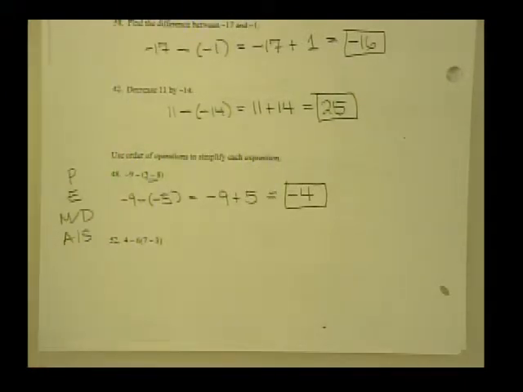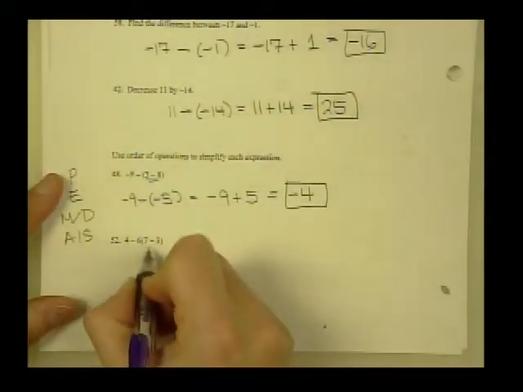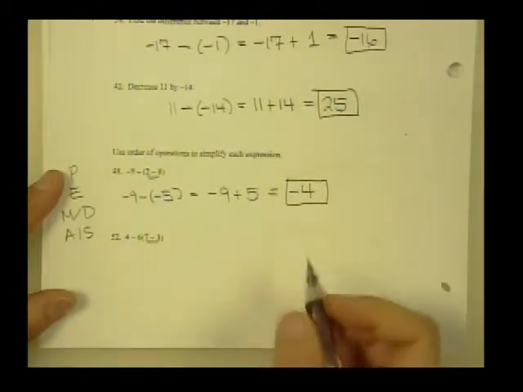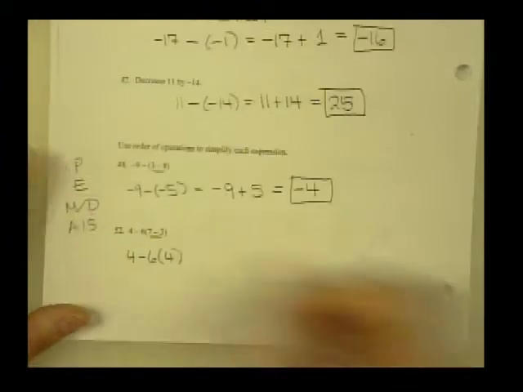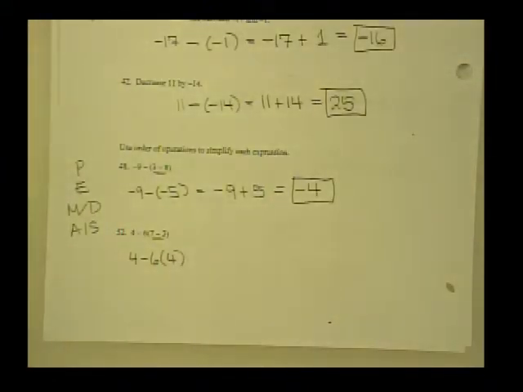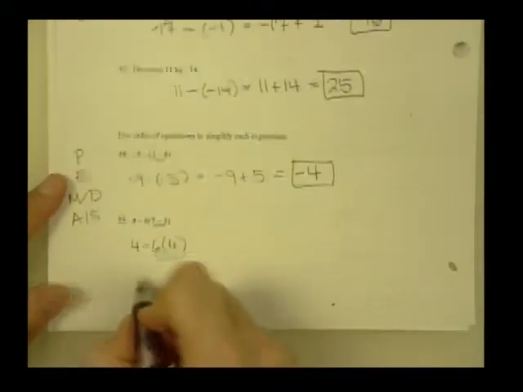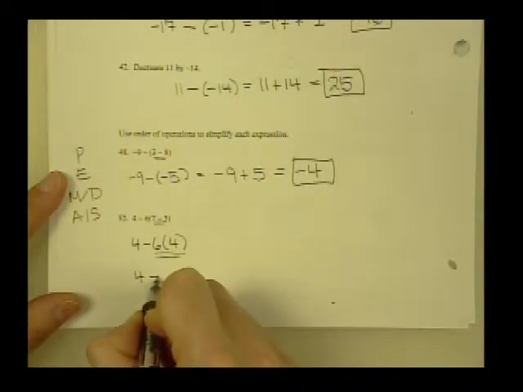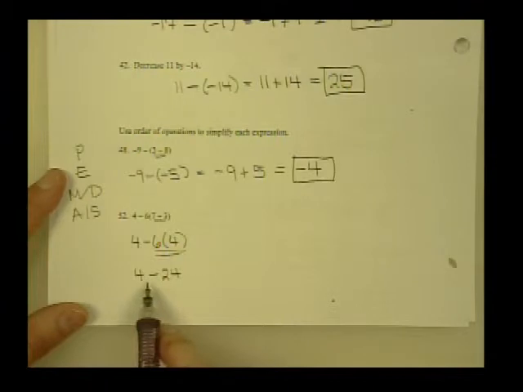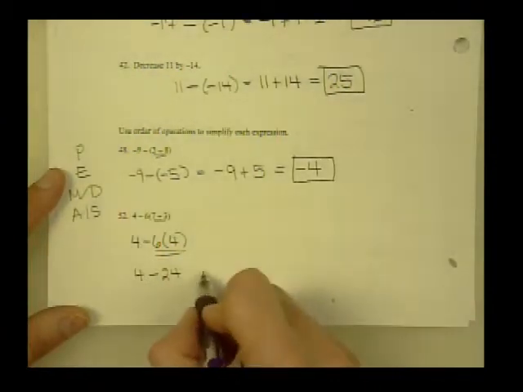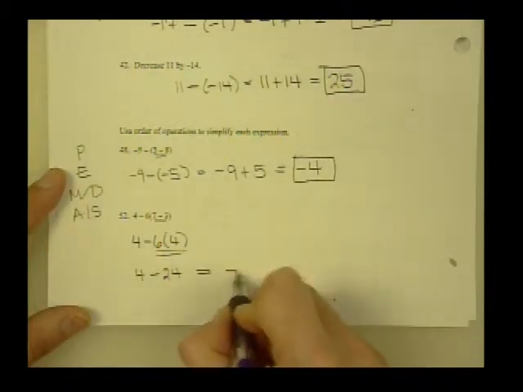And then in 52, again, we deal with parentheses first. So 4 minus 6, and then 7 minus 3 is 4. Which part do we do next? The multiplication. 6 times 4, 24. And so we had $4. We had 24 taken away. Yep, and minus.